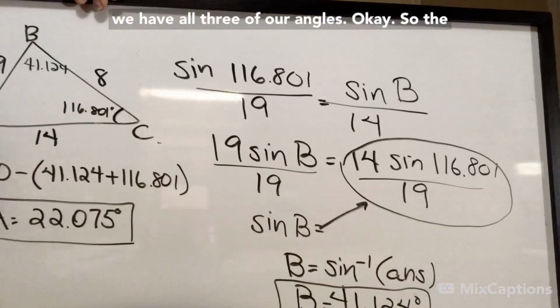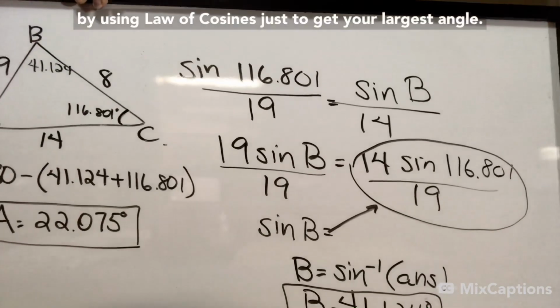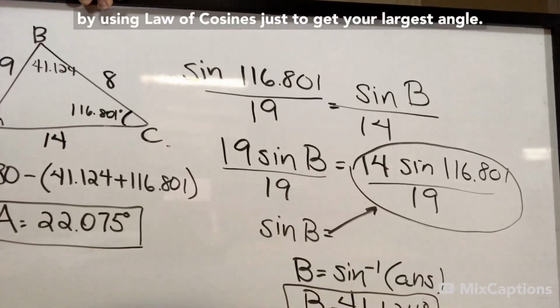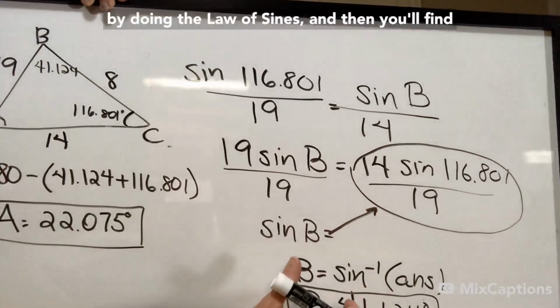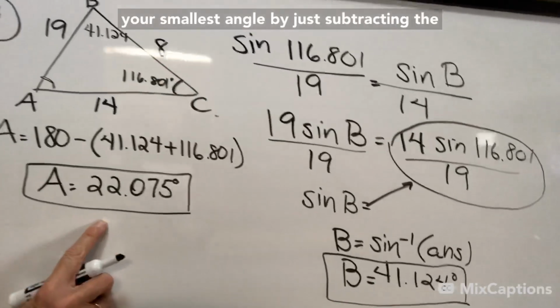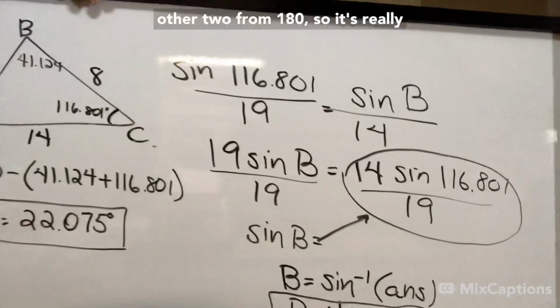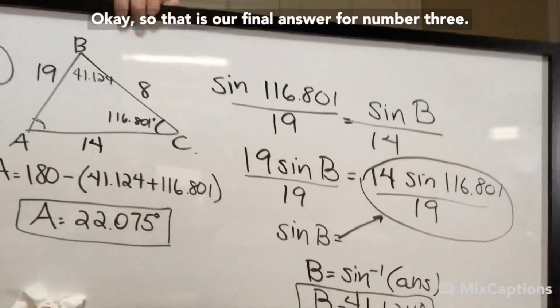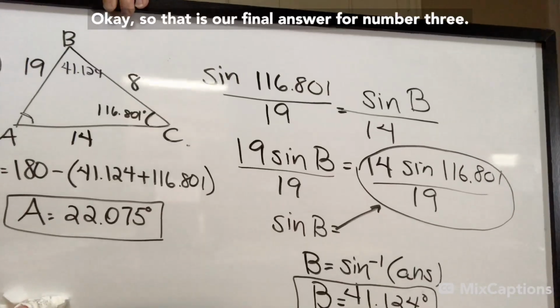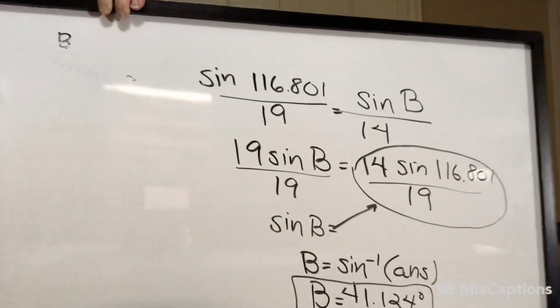Okay, so the thing to remember is you're going to start off by using law of cosines just to get your largest angle. Then you'll find your second largest angle by doing the law of sines. And then you'll find your smallest angle by just subtracting the other two from 180. So it's really not too bad. It just takes a little work to get there. Okay, so that is our final answer for number 3. So we have just one more to cover and we'll be finished for today.